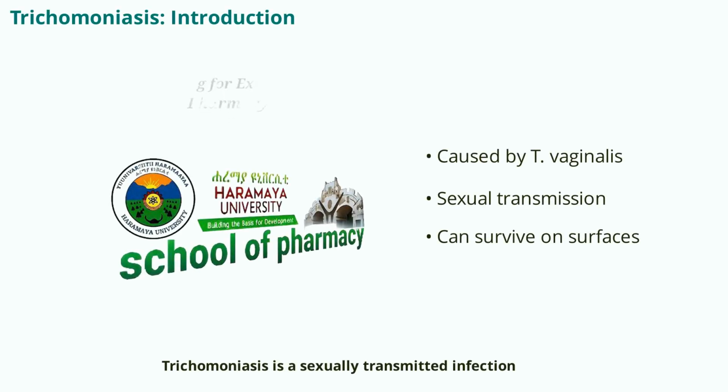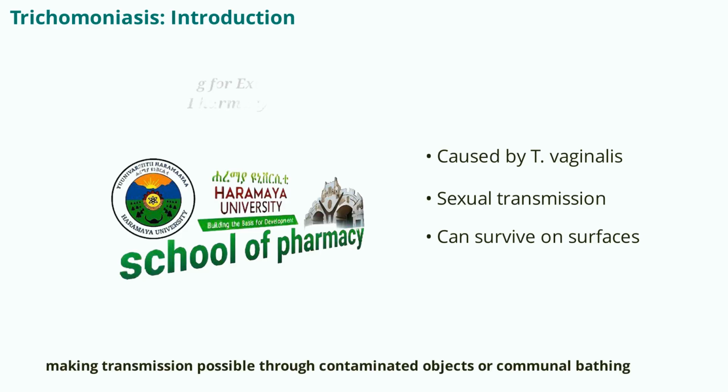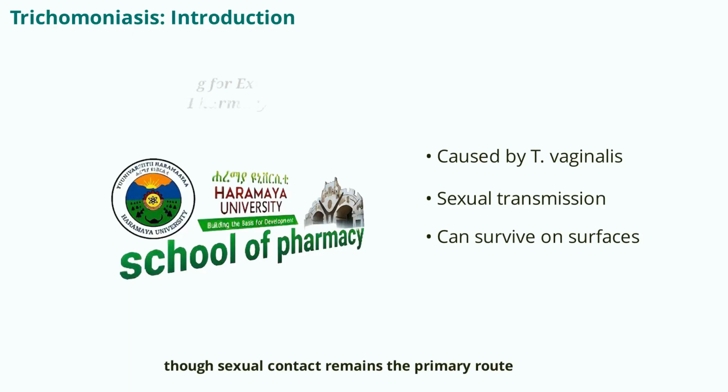Trichomoniasis is a sexually transmitted infection caused by the protozoan Trichomonas vaginalis. While humans can host other Trichomonas species, only T. vaginalis is considered pathogenic. The organism can survive outside the body for a short time, making transmission possible through contaminated objects or communal bathing, though sexual contact remains the primary route.